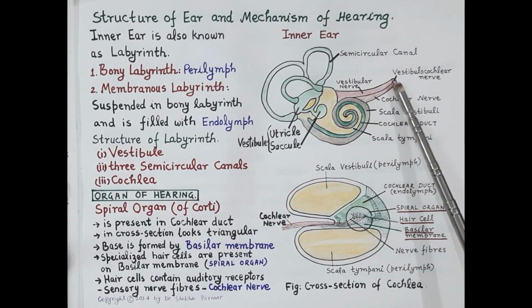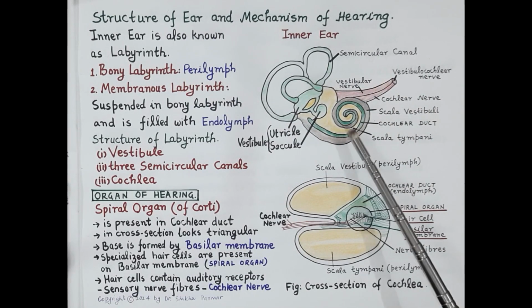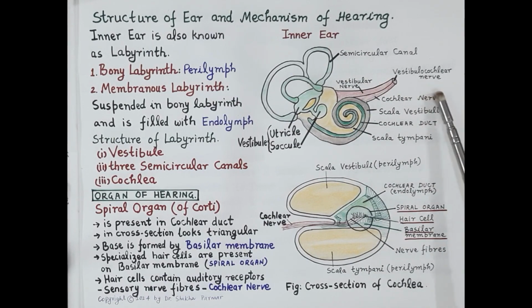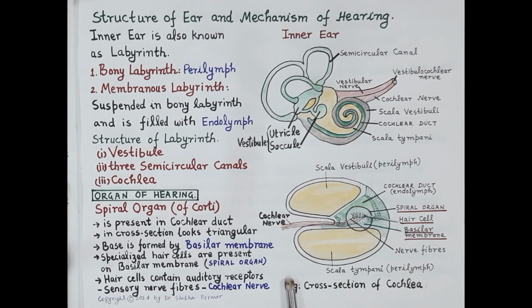so this is the cochlear nerve. This cochlear nerve carries nerve impulses of hearing from the cochlea to the brain, and in the brain the sound is perceived, the sound is recognized. So, this is the detailed anatomy of the outer, middle and the inner ear.